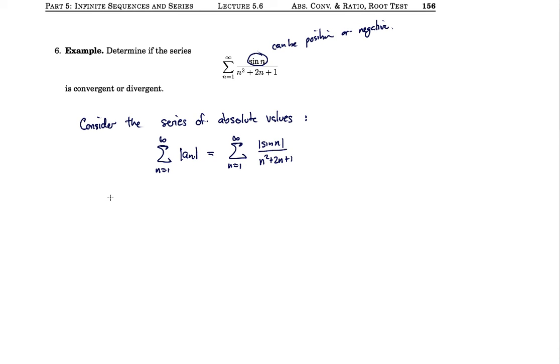Now this is just a series of positive terms, so we are free to apply the tests that we've learned so far. And in this case, we can notice that the terms of this series compare to the terms of another series that we know how to deal with. So we notice that the absolute value of sine n over n squared plus 2n plus 1, well, sine of n is smaller than 1. And the denominator, n squared plus 2n plus 1, well, that's bigger than n squared, so the reciprocal is smaller than 1 over n squared, and so we get this inequality.